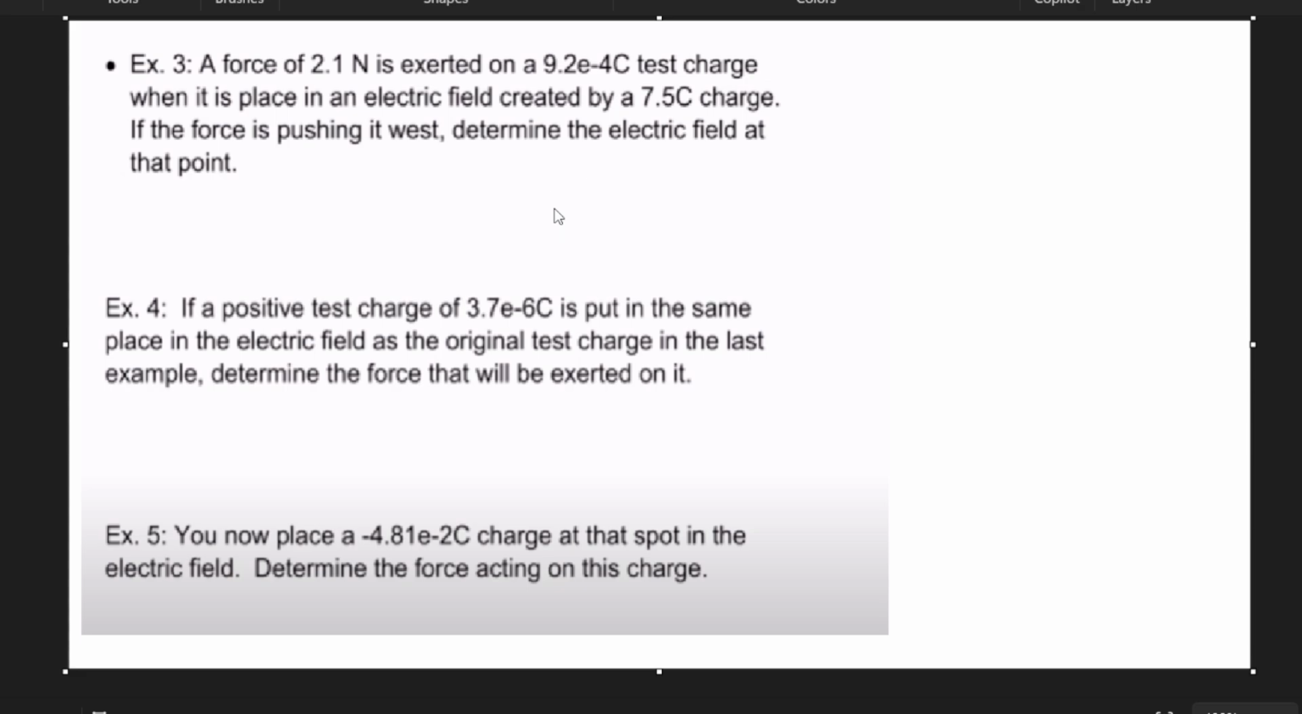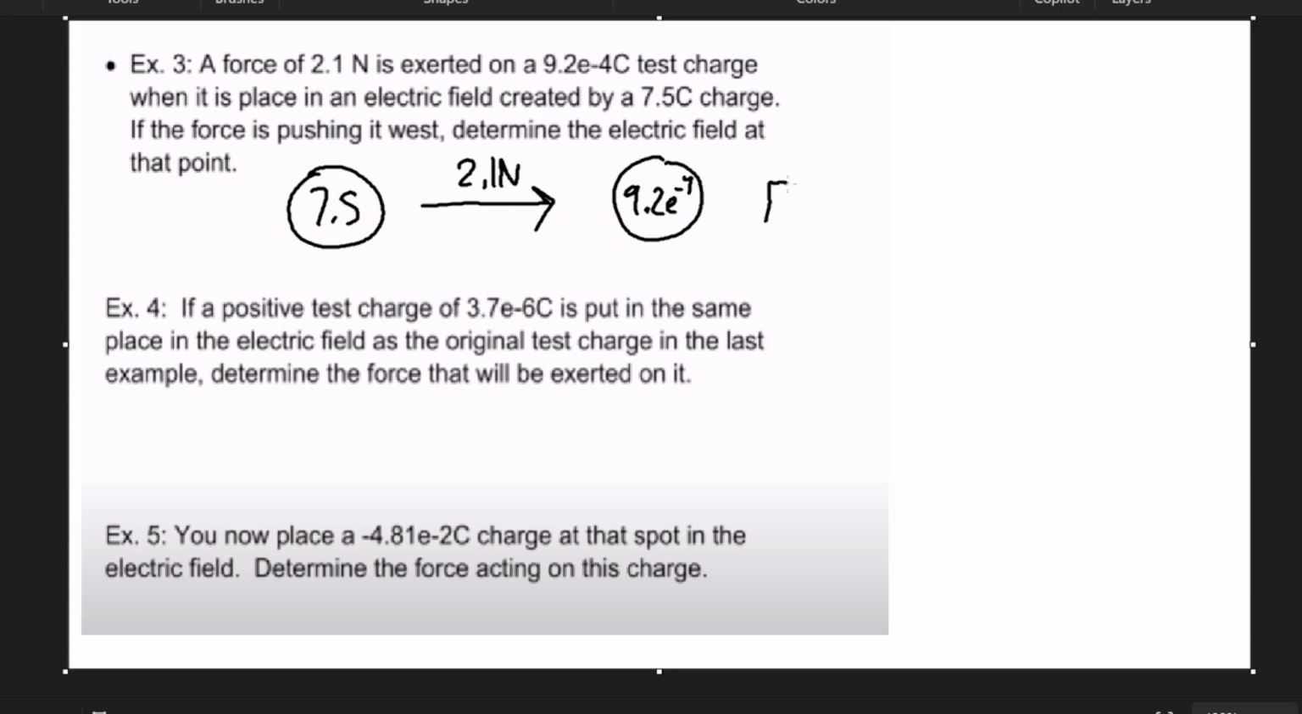So let's draw this out. The electric field is being created by a 7.5 coulomb charge, and it's pushing the test charge west. The charge of that test charge is 9.2 e negative 4, and the force is 2.1 newtons. So if we're trying to find the electric field, we can just plug in our values: Fe over Q, and then it'll just be E.